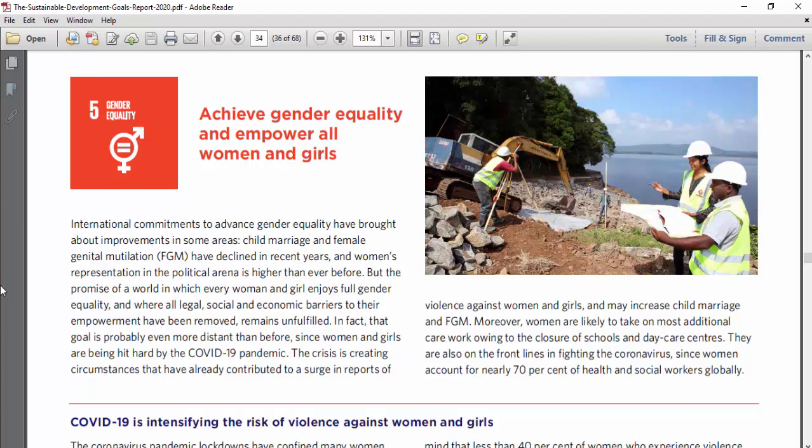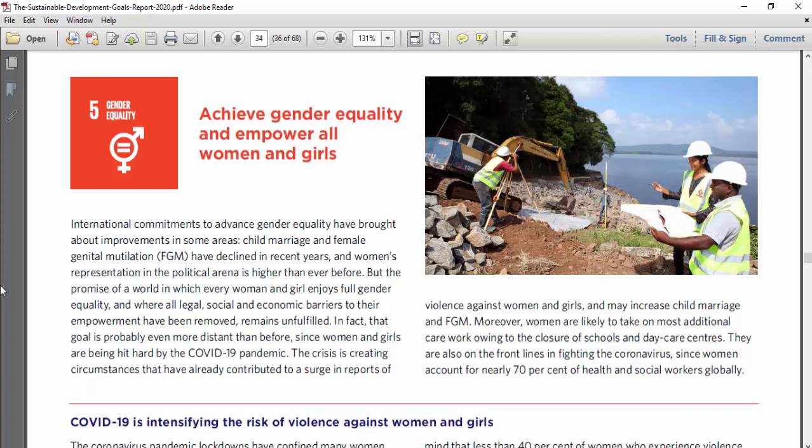Moreover, women are likely to take on most additional care work owing to the closure of schools and their care centers. They are also on the front lines in fighting the coronavirus, since women account for nearly 70% of the health and social workers globally.